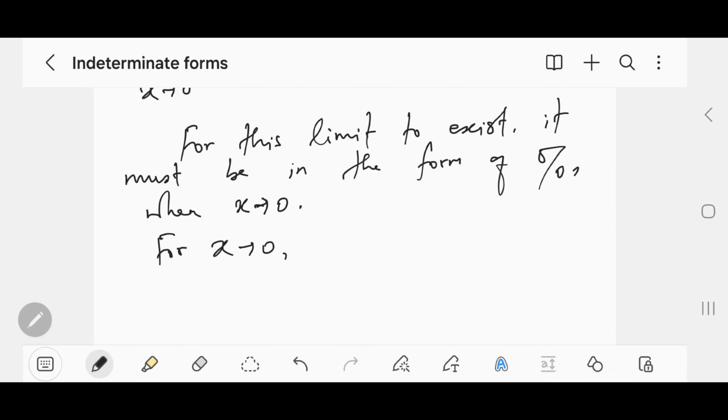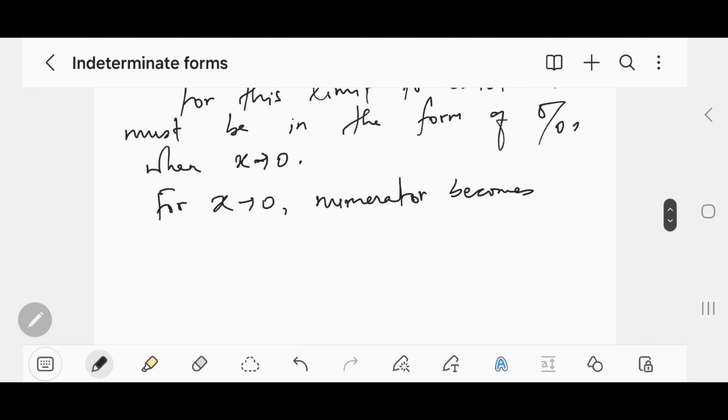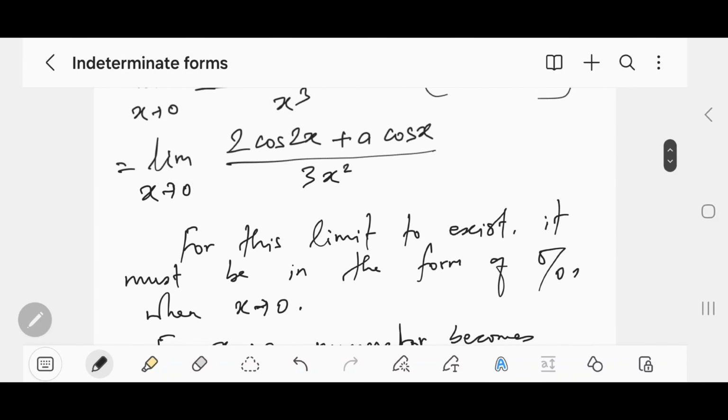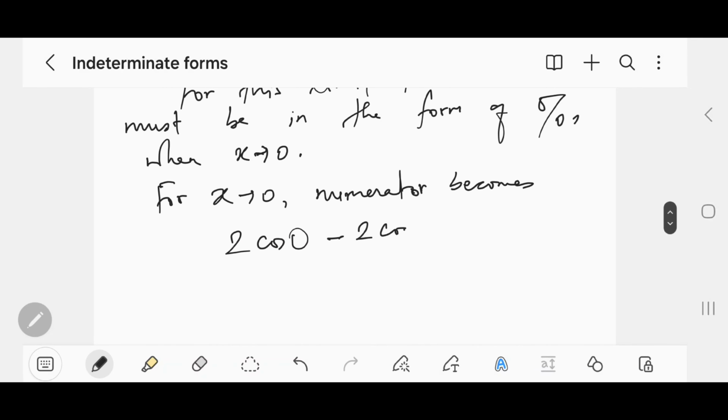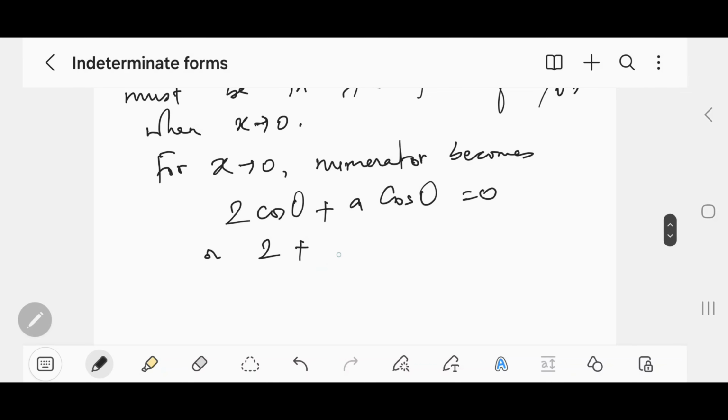For x tends to 0, the numerator becomes 2 cos 0 minus 2 cos 0 plus a cos 0 equals to 0. This is 2 plus a equals to 0. That is a equals to minus 2. We calculated the value of a.